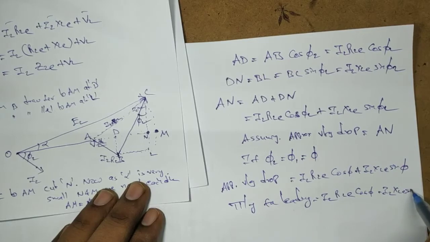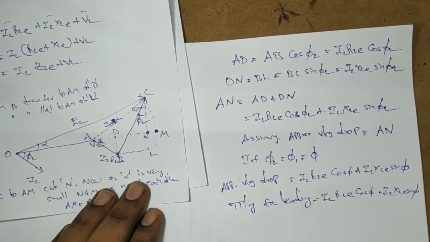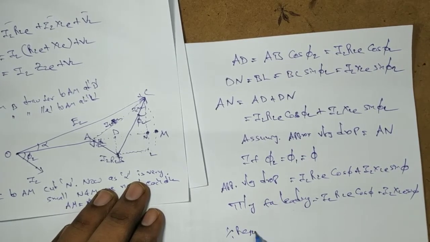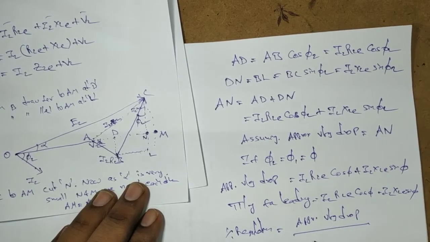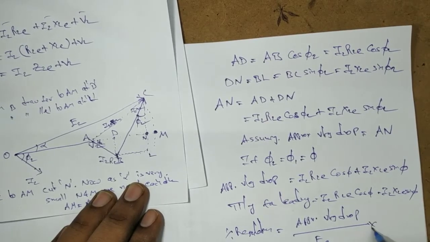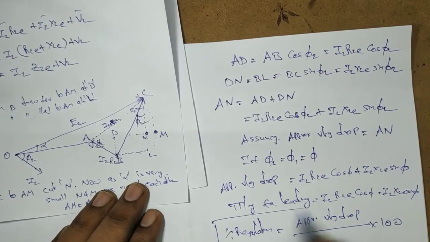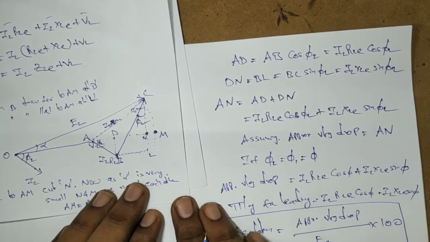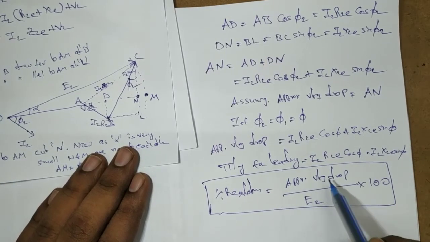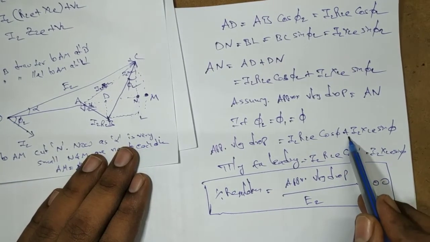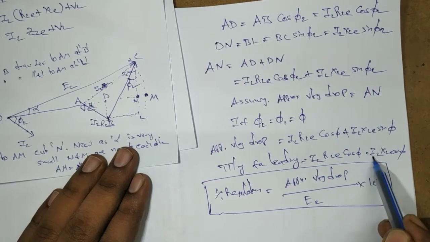And finally, the percentage voltage regulation value is given by approximate voltage drop divided by no load voltage into 100. Since it's percentage, it should be multiplied by 100. So approximate voltage drop by no load voltage E2 into 100. This is the actual formula for the voltage regulation, where the approximate voltage drop is positive for lagging and negative for leading. Now let us do a problem based on this formula.